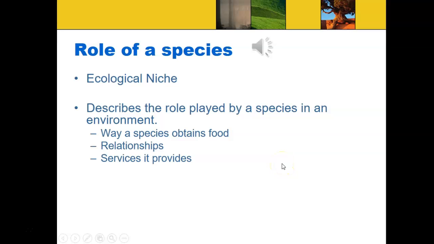The role of a species, the ecological niche, basically means that every species has a job or a place in an ecosystem. So the way that a species obtains food, the relationships that it has with members of its own species, as well as members of different species in the ecosystem it lives in, services it provides, all of these are referred to as the ecological niche. So when a species becomes extinct or endangered or even overpopulated, the roles that they played also become out of balance, and thus the ecosystem becomes out of balance.